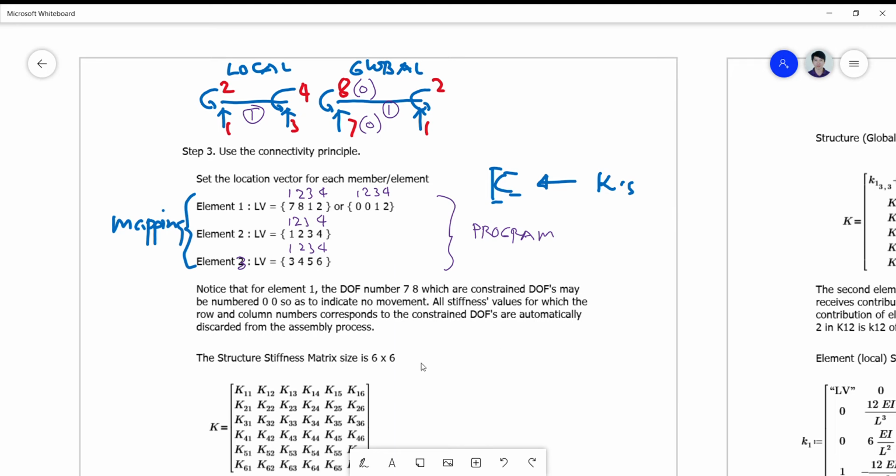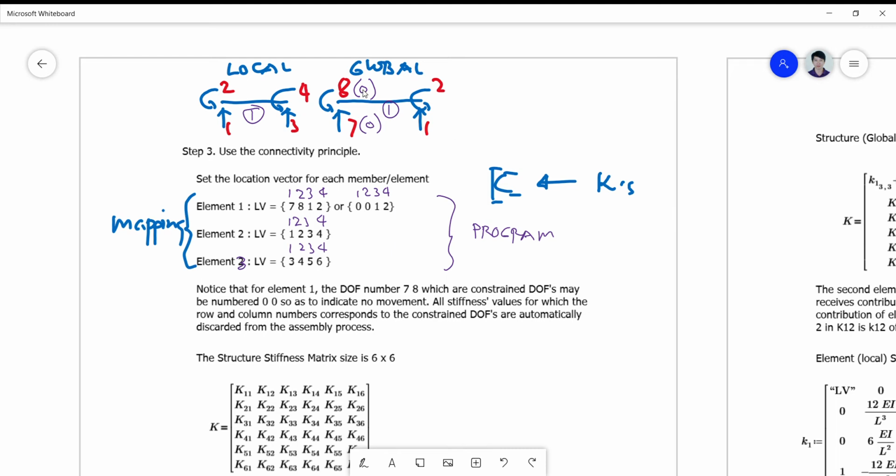So notice that for element 1, the DOF numbers 7, 8, which are constrained DOFs, may be numbered 0, 0 so as to indicate no movement, and all the stiffness values for which the row and the column numbers correspond to the constrained DOFs are automatically discarded from the assembly process.